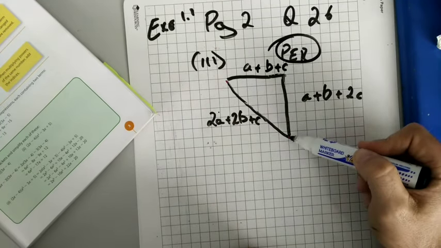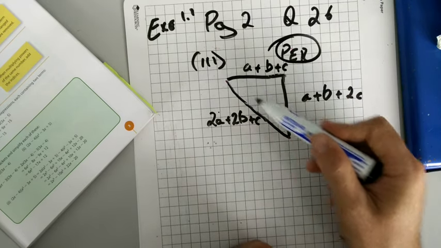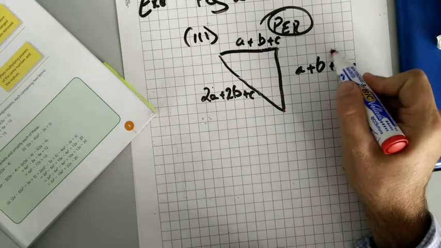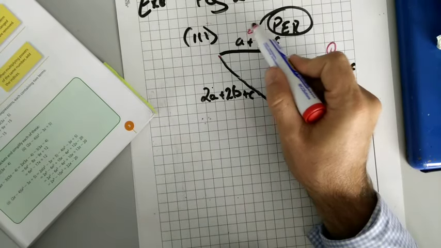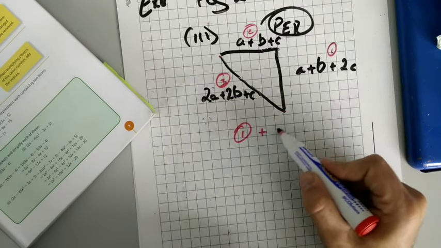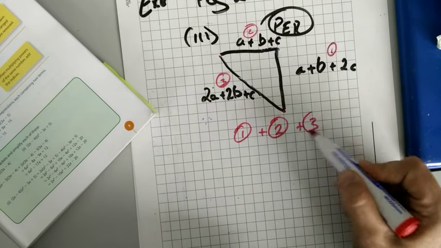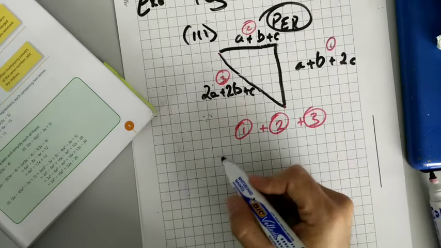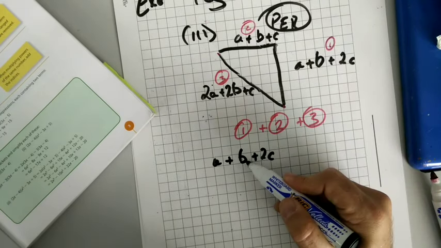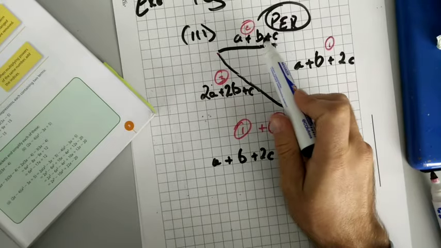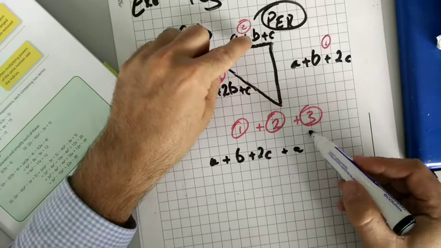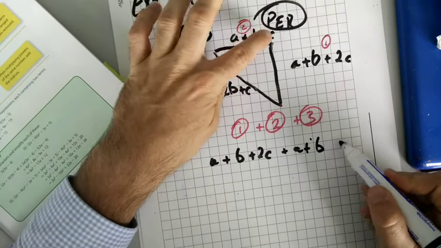Now, remember, we're only asked for perimeter, not complicated. So we're going to say, well, the perimeter is the length of this side plus the length of this side plus the length of this side. So if I call this side 1, hopefully you'll follow this side 2, and this side 3. Well, that's the same as saying 1 plus 2 plus 3. That's going to give us a perimeter. So A plus B plus 2C. See, that's 1 there, and this is 1 here. And then I'm going to add on the 2 bit. So I'm going to say plus A plus B plus C.